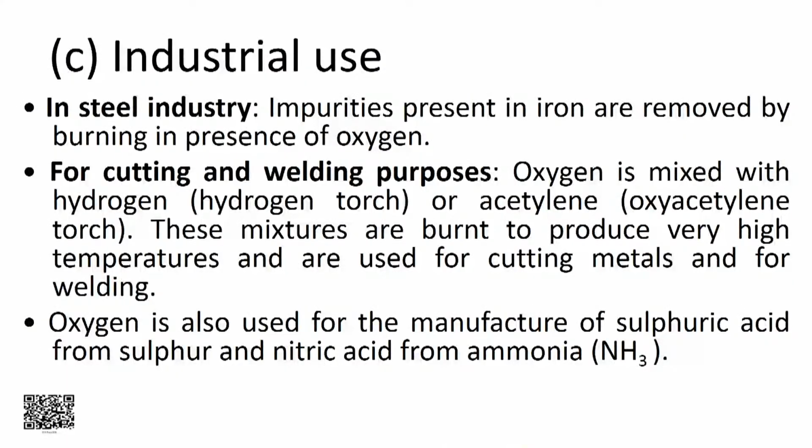When we talk about industrial use, there are many industries that use oxygen. In the iron industry, impurities present in iron are removed by burning in the presence of oxygen. For cutting and welding purposes too, oxygen is mixed with hydrogen or acetylene. These mixtures are burned to produce very high temperature and are used for cutting metals and for welding. Oxygen is also used for the manufacture of sulfuric acid from sulfur and nitric acid from ammonia.